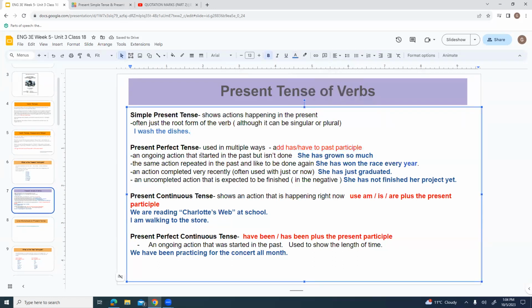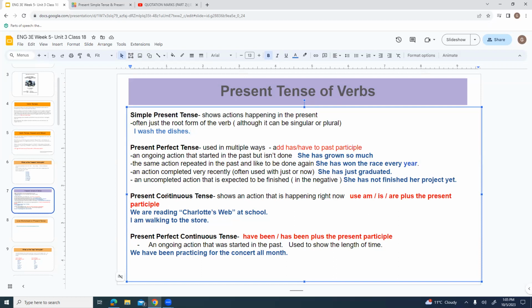An ongoing action that started in the past but isn't done yet. So she has grown so much. Or the same action repeated in the past and likely to be done again. She has won the race every year. An action completed very recently, often used with just or now. For example, she has just graduated. An uncompleted action that is expected to be finished, in the negative. So she has not finished her project yet.